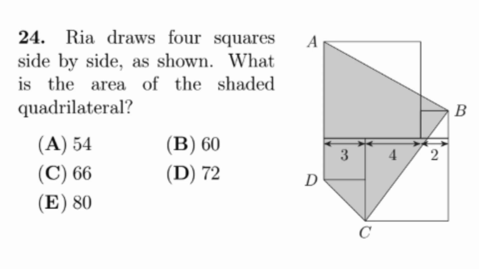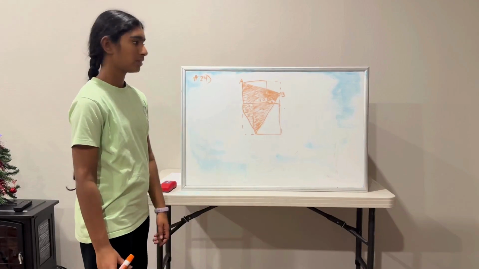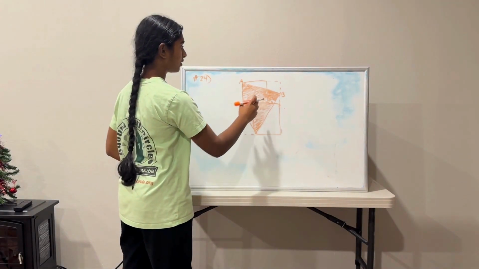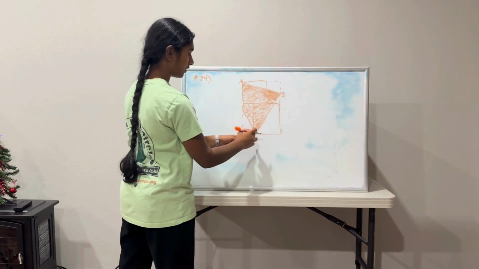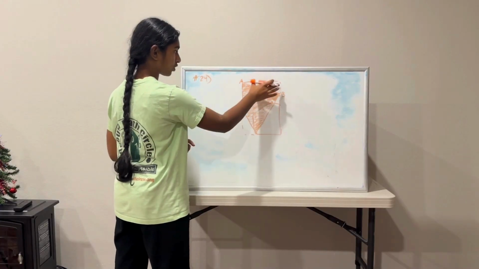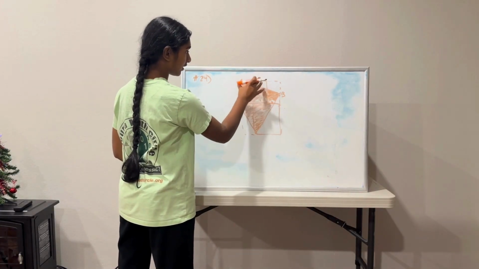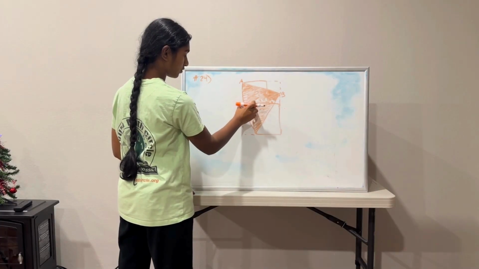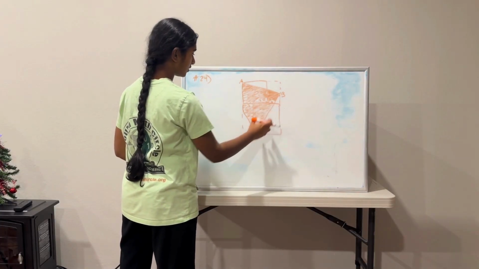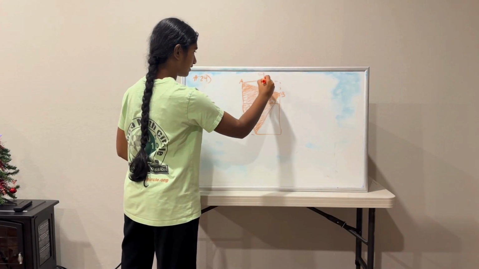Number 24. Ria draws 4 squares side by side as shown. What is the area of the shaded quadrilateral? So we can solve for the shaded part by first finding the area of the giant figure and subtracting the triangles away from it. So here we know, let's find the sides. So we know this is 3, 4, and 2. So that means that this side is 9.